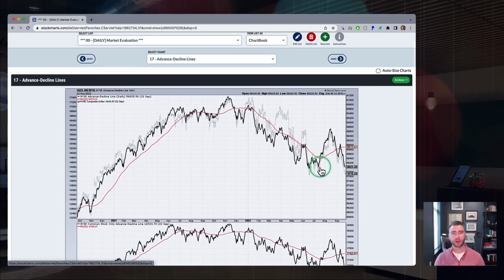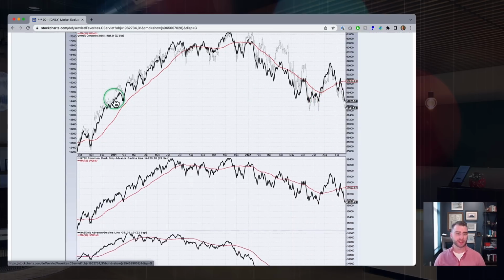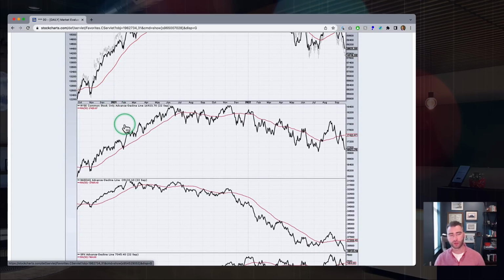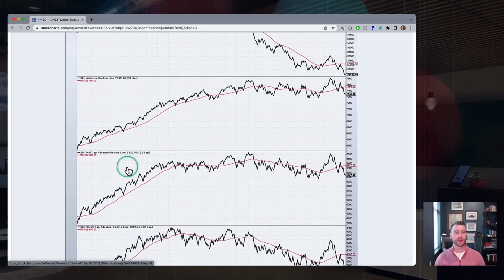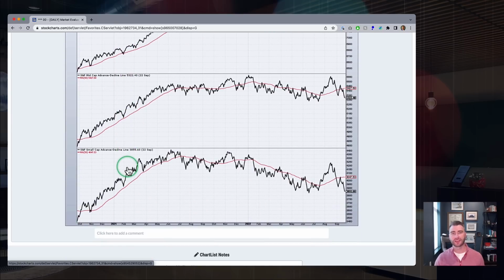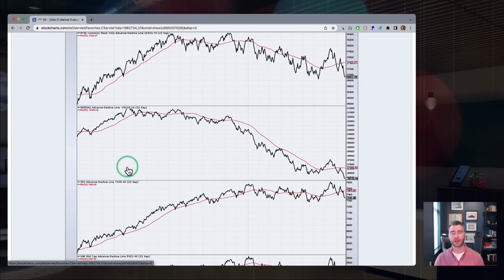Same kind of idea here with advance-decline lines, another classic view, advancers versus decliners. We can do that on the NYSE. We can do that on the common stock only version of the NYSE as well. We've got that on the NASDAQ, the S&P 500, S&P 400, and the S&P 600, large caps, mid caps, small caps. So across the board, we can think about advancers versus decliners.